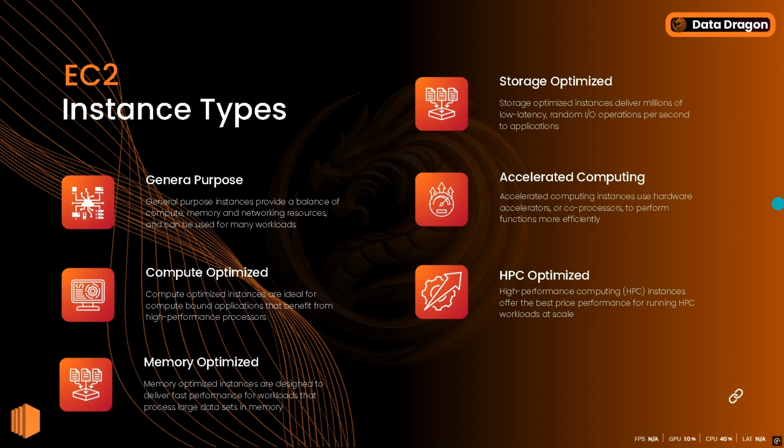For accelerated computing, this is basically for GPU based workloads, like machine learning training, deep learning, and rendering or something like that. And we have HPC, which is nothing but high performance computing instances, best for price performance for running HPC workloads at scale.